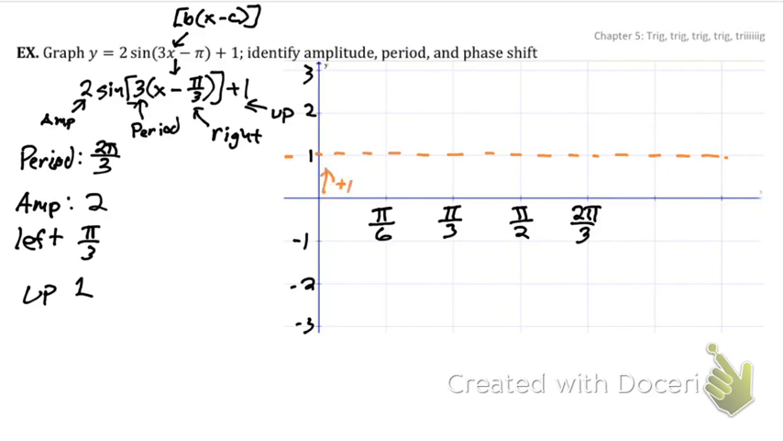That is up 1. All right, the next thing I take care of is the amplitude. I'm actually just going to graph a sine curve with the amplitude of 2. That's what I'm going to graph first. So a sine curve with an amplitude of 2 shifted up 1 would look something like this. Since my amplitude is 2, it'd be up that high.